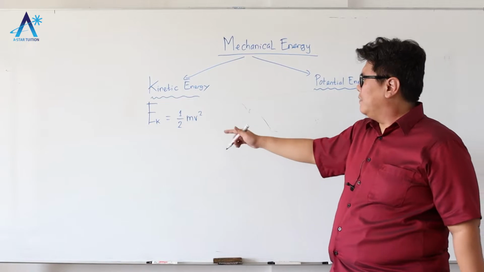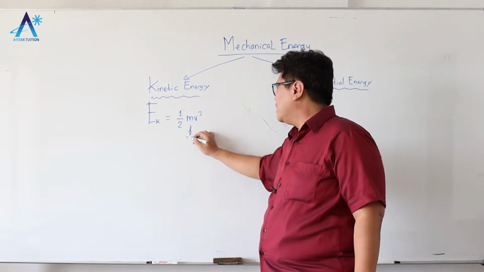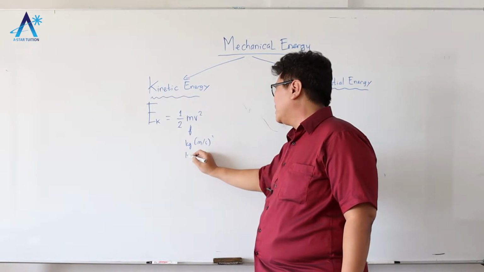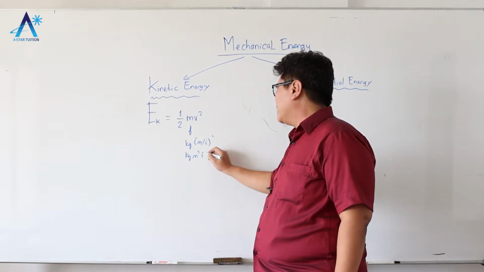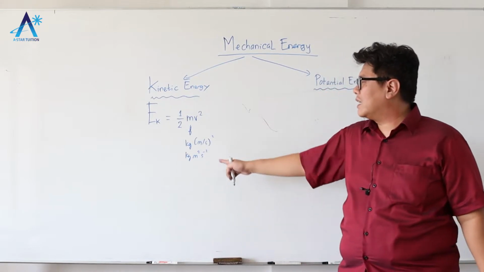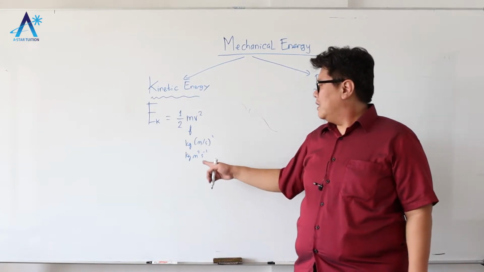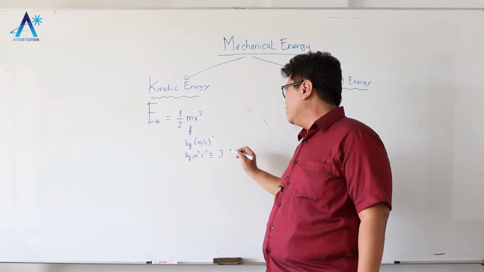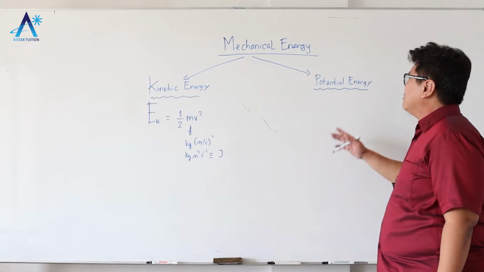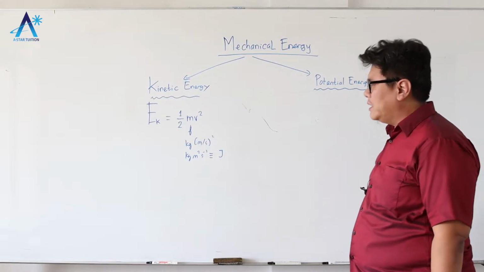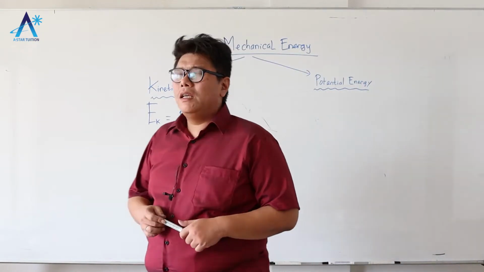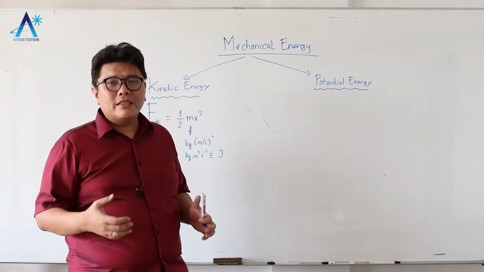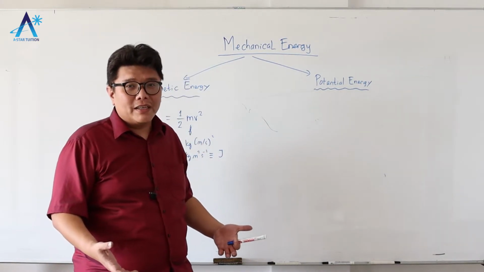And again, if you look at the unit, this is in kilogram, this is meter per second squared, so it becomes kilogram meter squared second to the minus 2. So this is exactly the same as the unit for work. So this is also equivalent to joule. Now, potential energy is different. Potential energy of an object is due to the fact that the object itself is interacting with other objects.